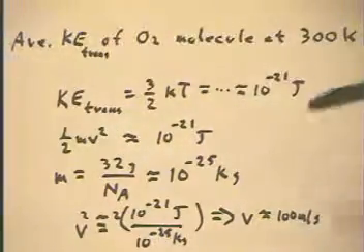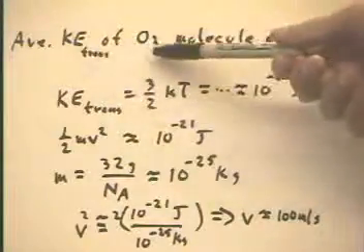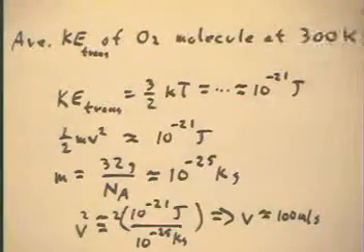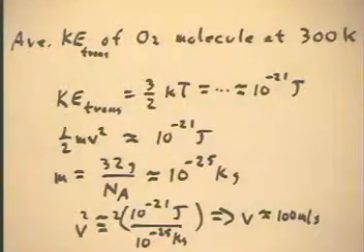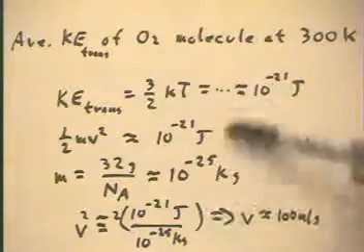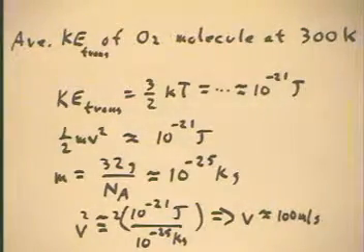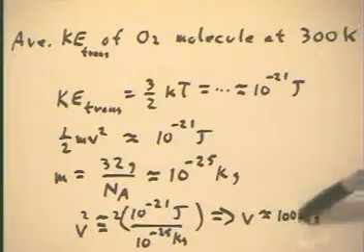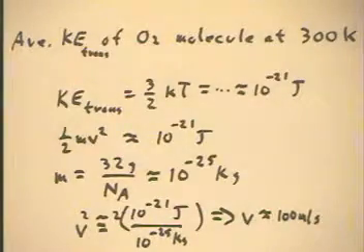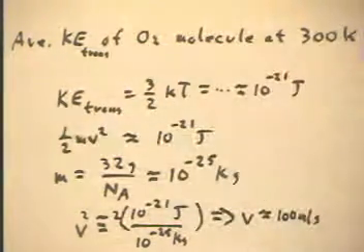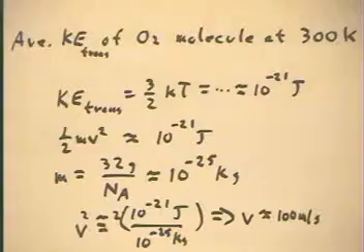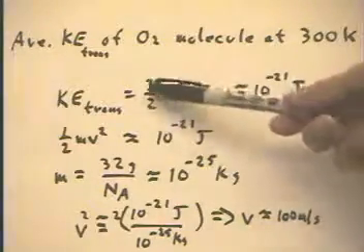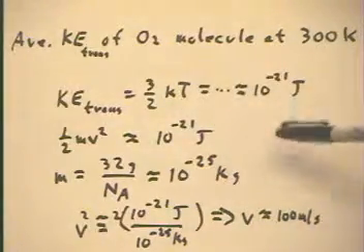Okay, so let's determine the average translational kinetic energy of an oxygen molecule at 300 Kelvin. Now I'm going to just do an order of magnitude estimate for you here. You can fill in the details and get the actual velocity, which is a little higher than the order of magnitude velocity that we get here. Okay, translational kinetic energy of a molecule at 300 Kelvin is just obtained as 3/2 kT.